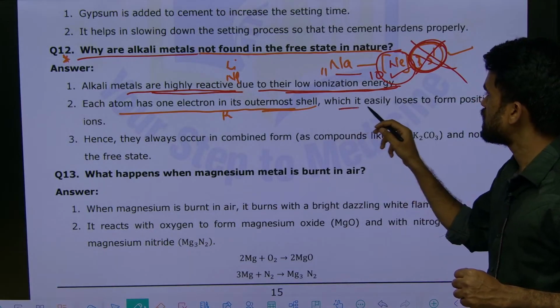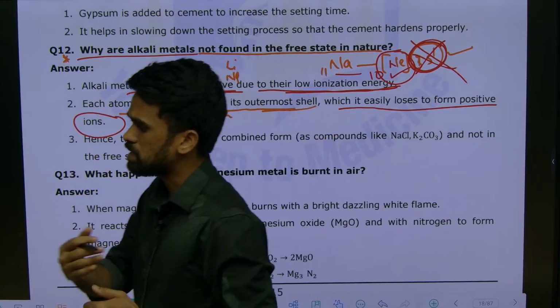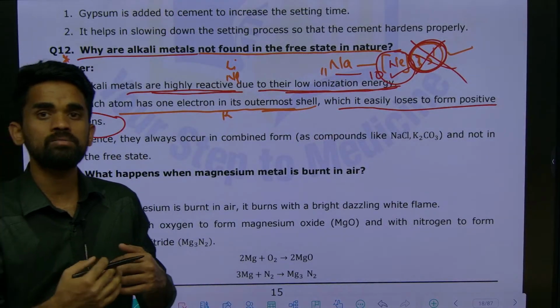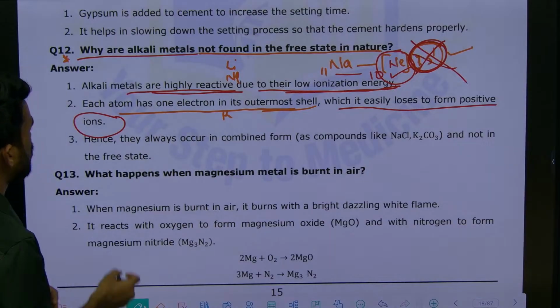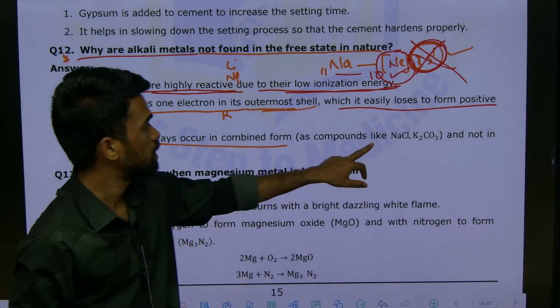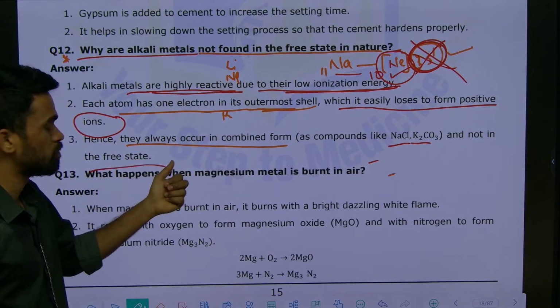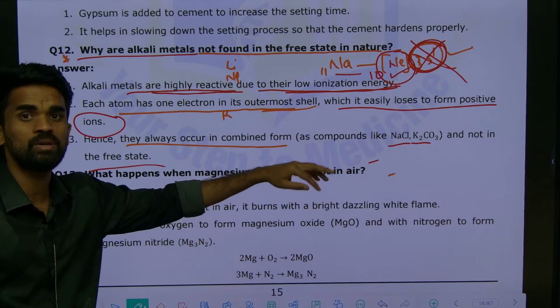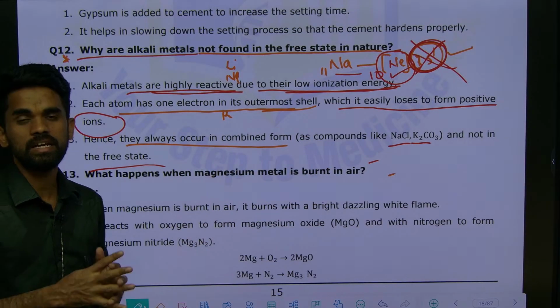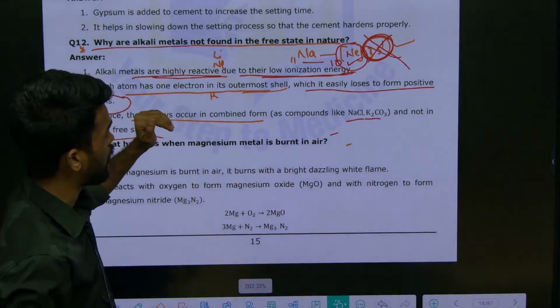They easily lose that electron to form positive ions. Once it loses that electron, it forms a positive ion. Hence they always occur in combined form as compounds like NaCl and K2CO3, and not in their free state. They won't be in their free state; in nature they will be in the combined state.